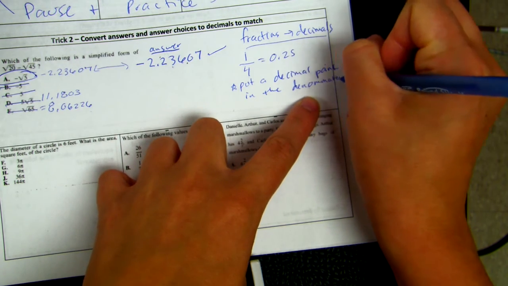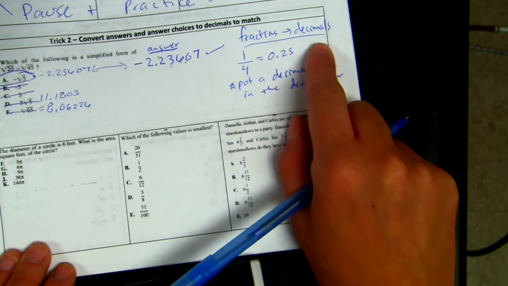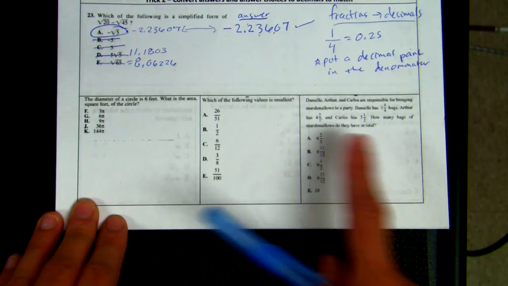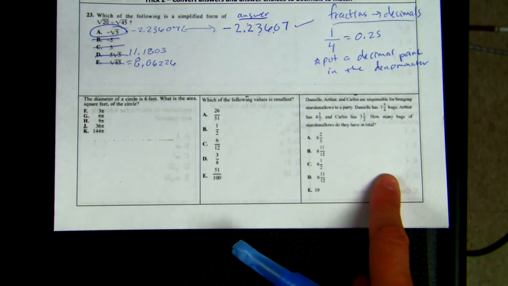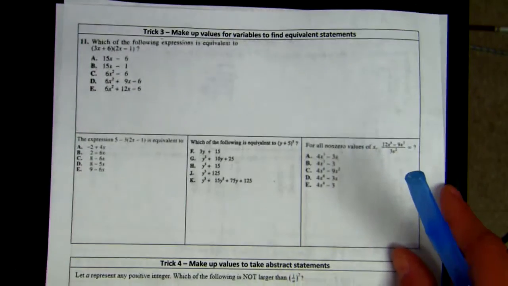Okay, so put a decimal point in the denominator if you want to convert a fraction to a decimal. All right, you are going to pause and practice on these 3 problems. When you are finished pausing and practicing on these 3 problems, you are going to flip over and go to your next calculator trick. Okay?